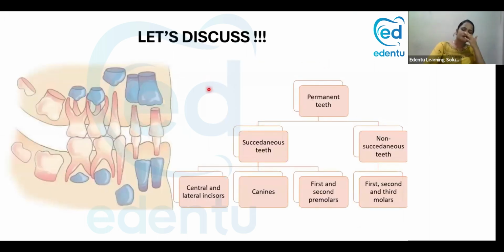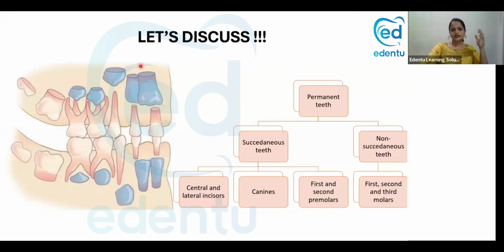Okay, basics of dental anatomy. Permanent teeth can be basically classified into two types: succedaneous teeth and non-succedaneous teeth. Succedaneous teeth means all these bluish colored teeth that are present here. They have a predecessor, that is, they already have a deciduous tooth present in their place. Then this deciduous tooth will shed, and these blue colored teeth will come into position here. Such teeth are called succedaneous teeth.